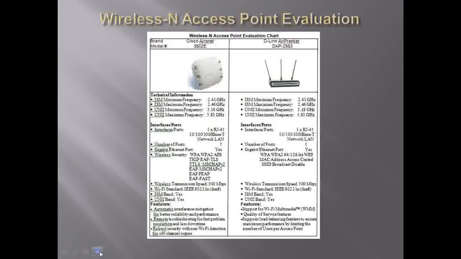We then did a wireless-N access point evaluation, where we evaluated our top 2 selections, and that was between the Cisco Aironet and the D-Link AP Premier. The Cisco Aironet features automatic interference mitigation for better reliability and performance, remote troubleshooting for fast problem resolution and less downtime, and robust security with non-Wi-Fi detection for off-channel rogues. Whereas the D-Link AP Premier supports Wi-Fi multimedia quality of service features. It also supports load balancing features to ensure maximum performance by limiting the number of users per access point.